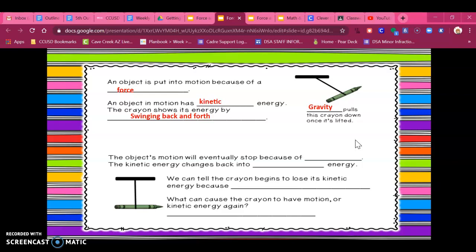These fill-in-the-blank questions are in your student activity packet. Make sure you're filling them in as we go through. An object's motion will eventually stop because of friction. The kinetic energy changes back into potential energy. We can tell that the crayon began to lose its kinetic energy because it doesn't swing as far or as fast or as high. What can cause the crayon to have motion again? Well, when I lifted it back up, we know that it's going to move again.